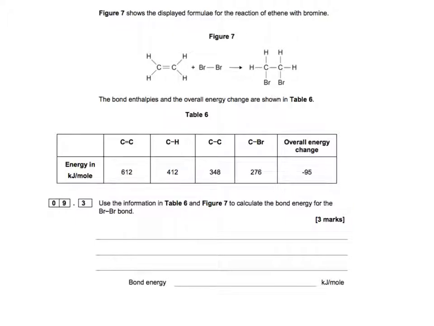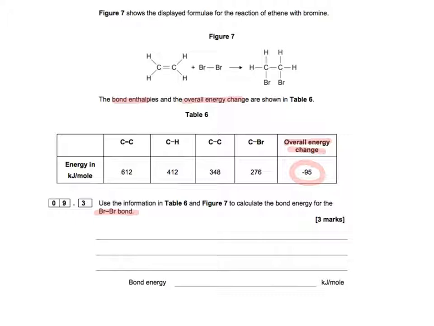So reading through the question, I've got the bond enthalpies and the overall change shown in table 6. Oh, so now it's given me the overall change, whereas it didn't last time. And this time it says I have to calculate the bond energy for the bromine-bromine bond, whereas last time I had all the bond energies. So you're doing the same equation, the same work, but you're just doing it slightly differently.